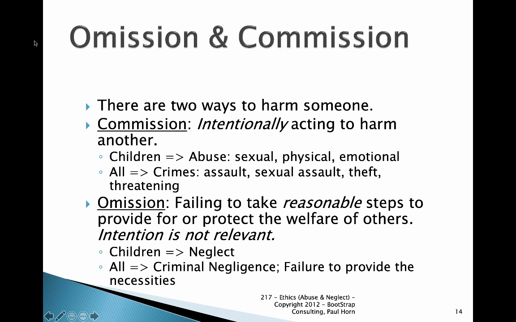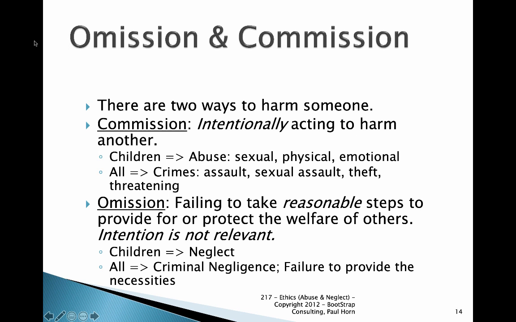There are two ways that the law looks at the way we harm somebody. And we can think of them as acts of commission or omission. When we commit a wrongdoing, we are intentionally acting in a way that will harm another. When we're talking about children, the law thinks of that as abuse. And as we've already said, those acts include sexual abuse, physical abuse, and emotional abuse.